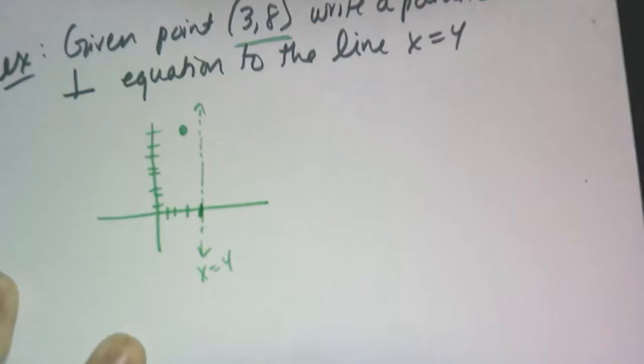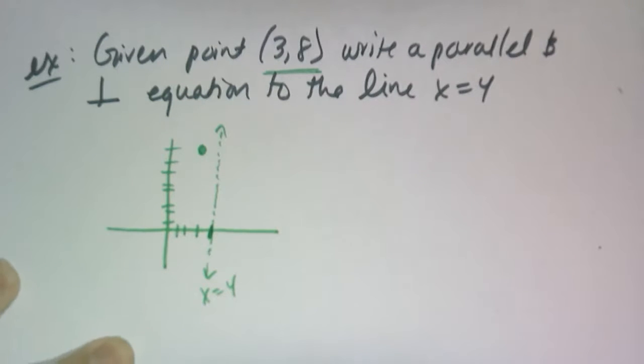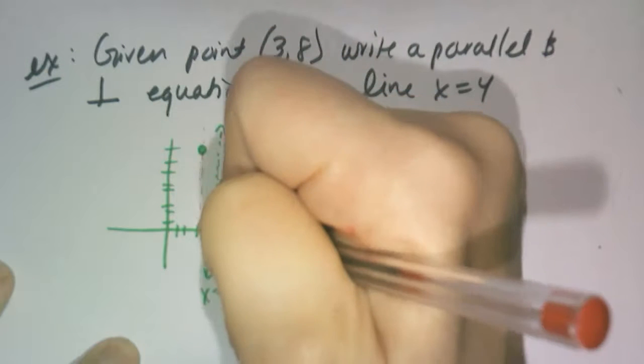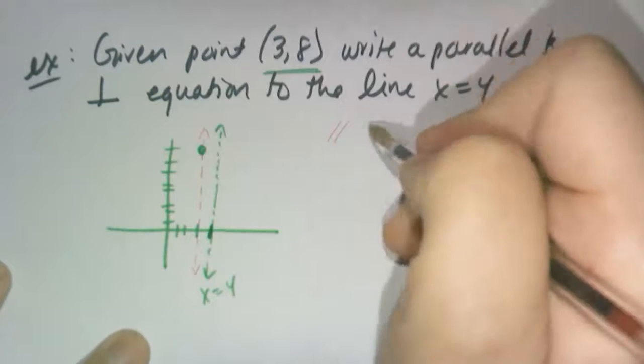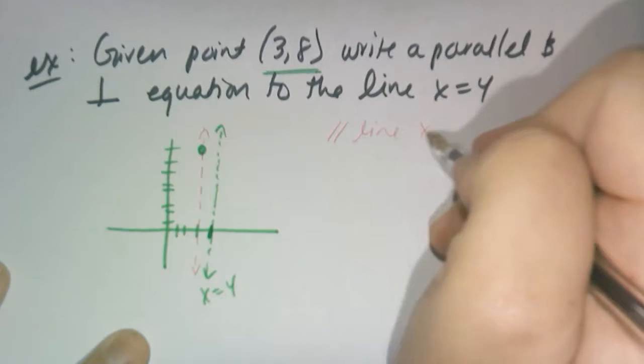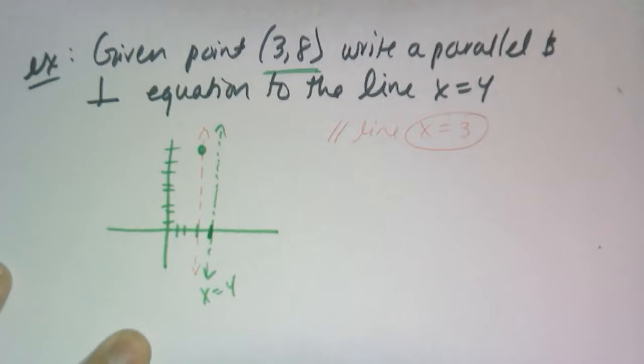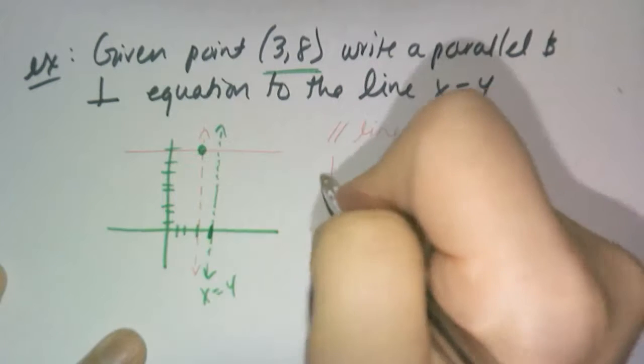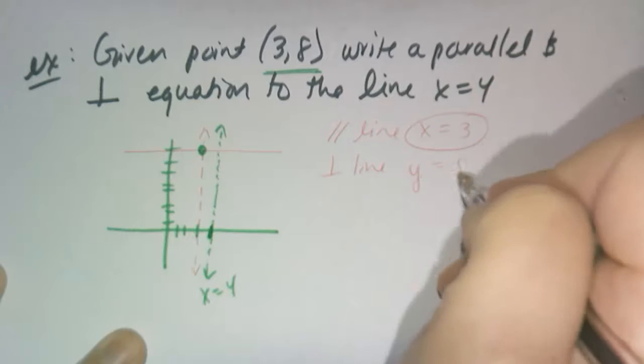So if I said, write just a parallel through that point, wouldn't you draw this? How do you write that equation? X equals 3. Done. Here's the parallel line. X equals 3. If I said, through that point, make it perpendicular, y equals 8. Done.